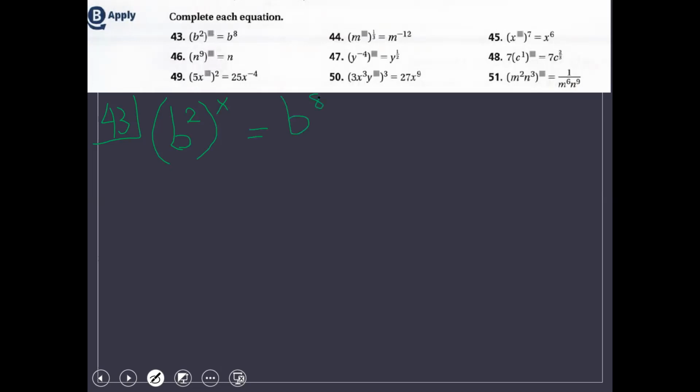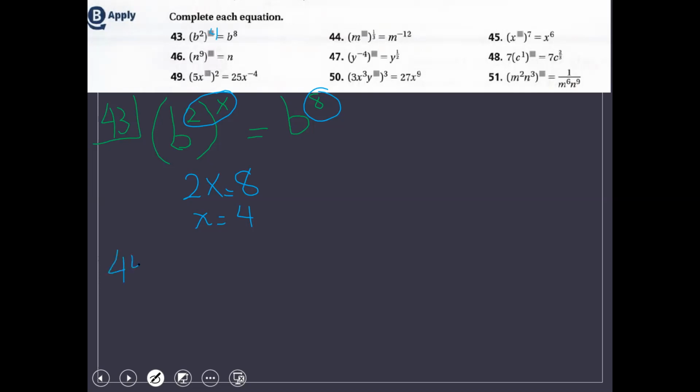Now, we said in our lesson here that if you have a power raised to a power, I have to multiply them. So it's going to be 2x, because I multiplied 2 with x. 2x equal to what? Equal to 8. So x now is equal to 4. So here the answer is 4.